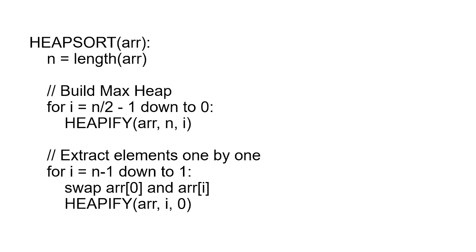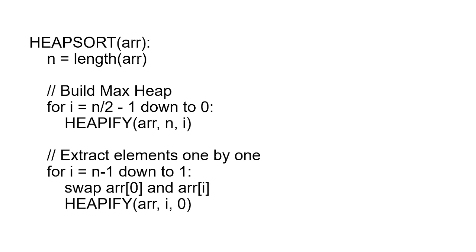For this heap sort, I created a pseudocode. First thing we need to do is to build a max heap. In building the max heap, we start from the last non-leaf node, which is at index n over 2 minus 1, down to 0. And we will perform a heapify operation. The heapify will be discussed in the next slide.